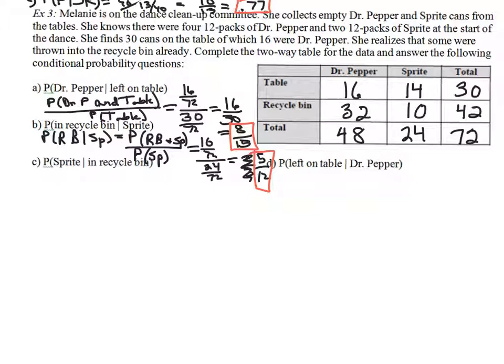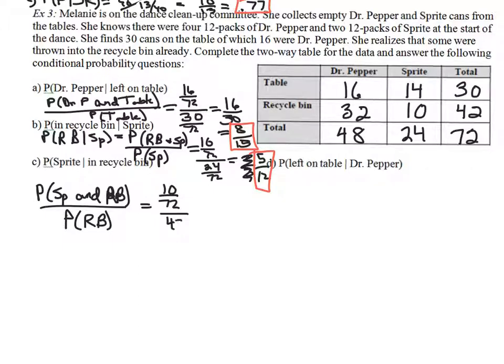Continuing on to part C, I've got the probability of Sprite given the fact that the can was in the recycle bin. So I want the probability of Sprite and recycle bin divided by the probability of recycle bin. So looking at my table, Sprite and recycle bin, that's going to be 10 out of 72, divided by recycle bin, 42 out of 72. So that reduces to 10 out of 42, which is 5 out of 21.